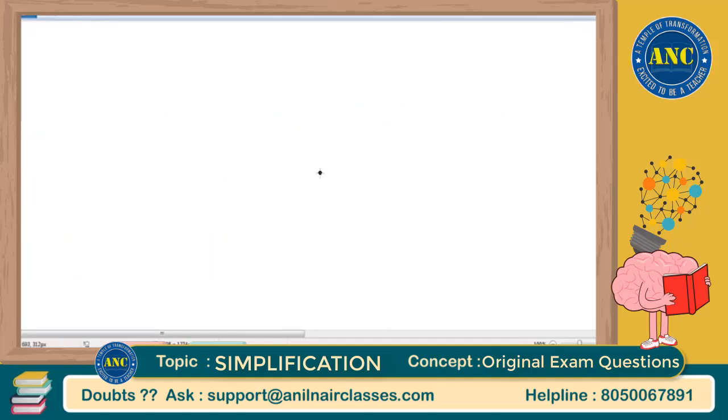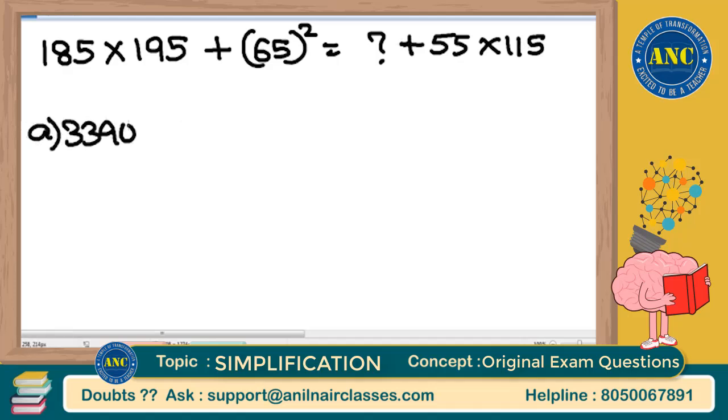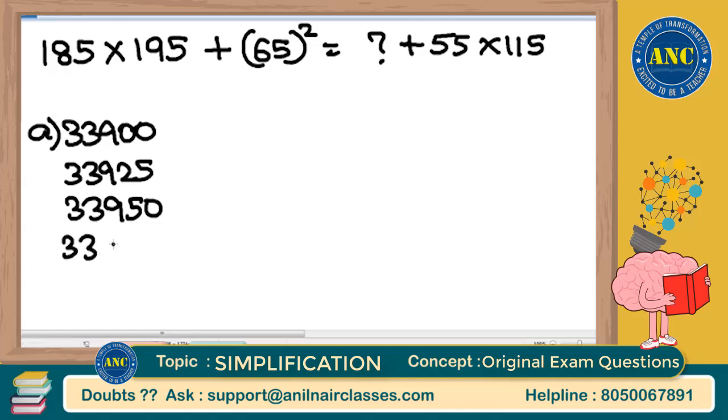Again a practice question for my students, because Abhijit rightly said practice makes perfect. I am taking Abhijit's words. I am giving one more similar question to make you practice. 185 into 195 plus 65 square is equal to question mark plus 55 into 115. This is similar to my second question. Options are 33900, 33925, 33950, 33975 and 33850.